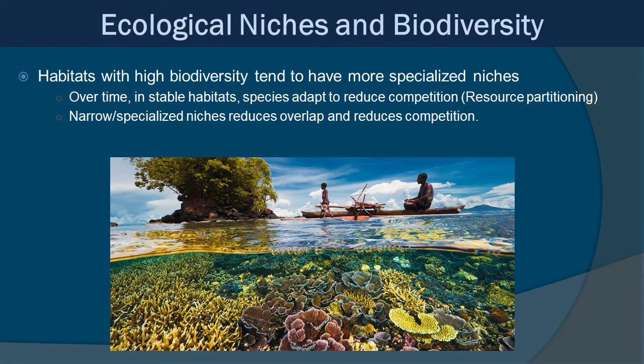So habitats with high biodiversity tend to have more specialized niches. Essentially, the more stable the environment over time, the more species tend to adapt, reducing competition. An example of this would be resource partitioning, which we mentioned before. This means that narrower, more specialized niches tend to work because it reduces the overlap within species and thus reduces competition.